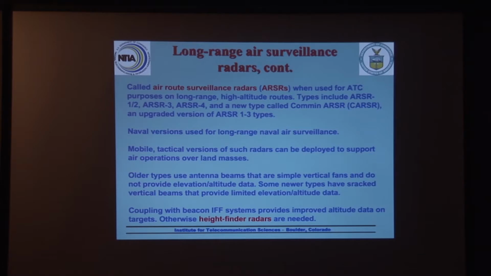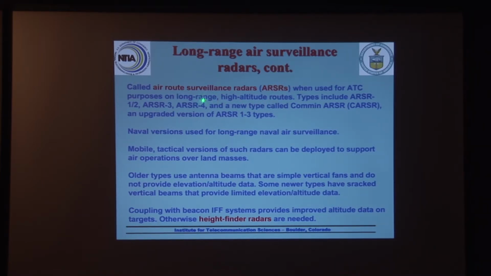The ones that are used for air traffic control and also are used for air surveillance of incoming aircraft from outside the United States along the national periphery are called Air Route Surveillance Radars, ARSRs. Nowadays, ARSR data feeds are sent to NORAD, the North American Aerospace Defense Command. They're sent to the Department of Homeland Security, and they're also sent to FAA Air Traffic Control.